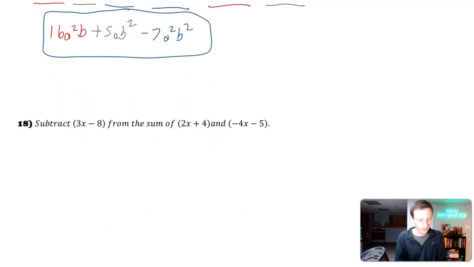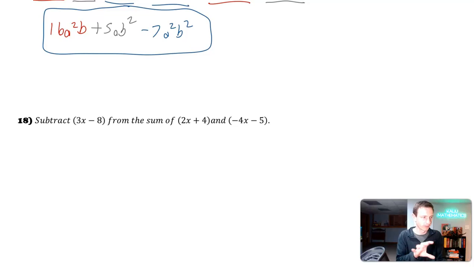Last one for this section, we just have kind of a word scenario. It says subtract 3x minus 8 from the sum of 2x plus 4 and negative 4x minus 5. So we want to take away 3x minus 8 from the sum of those other two terms. So be careful on how we write this. I always emphasize this whenever I'm looking at these sort of translation questions.